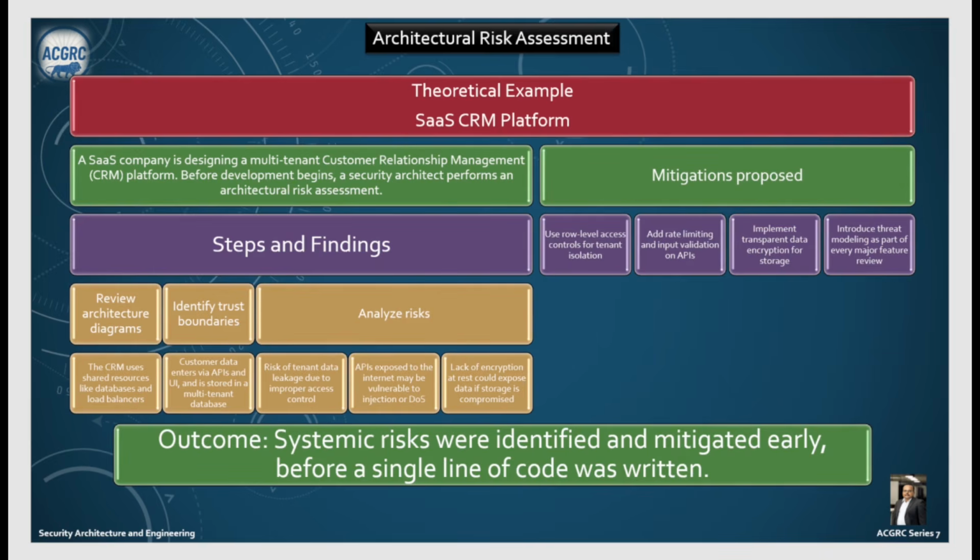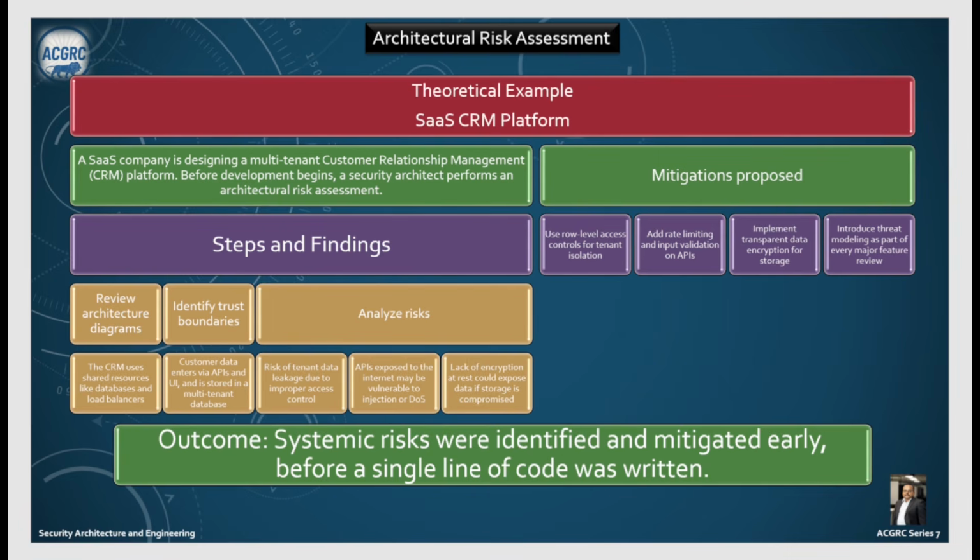Example: a SaaS company is designing a multi-tenant customer relationship management platform. Before development begins, a security architect performs an architectural risk assessment. The steps involved: first is reviewing the architectural diagram, wherein the CRM uses shared resources like database and load balancers.